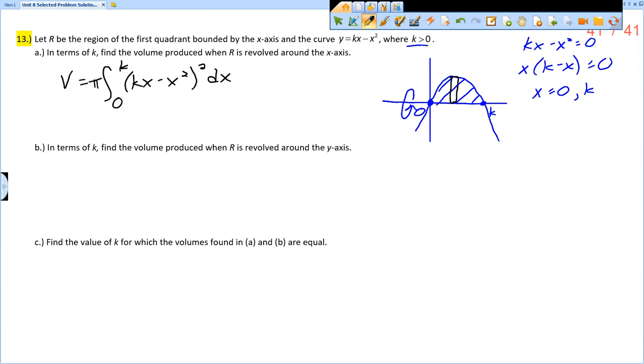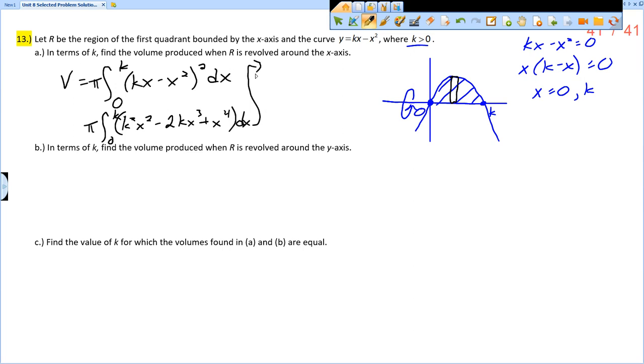And so now I actually need to carry this out, because it says find the volume produced in terms of k. So I've got pi times the integral from 0 to k of, all right, now I want to multiply this out. So I have k squared x squared, then I have kx times minus x squared, so that'd be minus 2kx cubed, and then I have plus x to the fourth, and we're going to integrate all of that with respect to x.